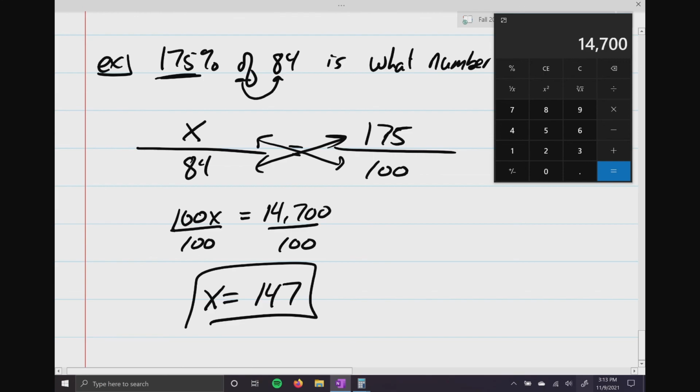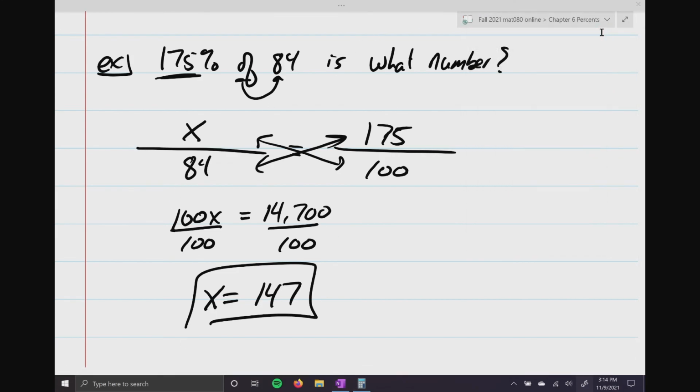So like I said, short one. It's very simple. It's really straightforward. Proportions are all about the setup and the units that match. To solve, cross multiply. That's it for chapter 6.